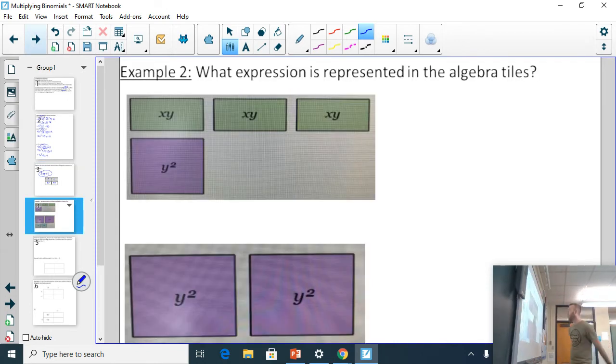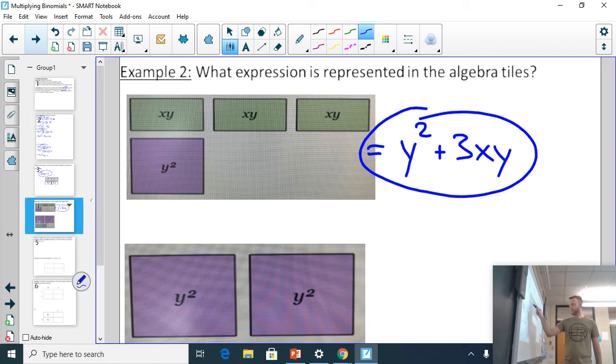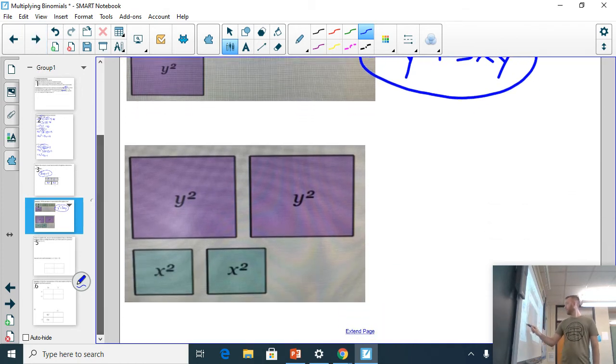So if we go here, what expression is represented by the algebra tiles? If we do this one, we have a single y squared, so 1y squared or just y squared. And then we have 3 of these xy's, right? And so that's all that one is. And now for this one, we have 2 y squareds, and then we also have 2 x squareds.